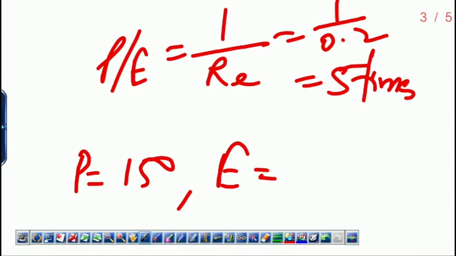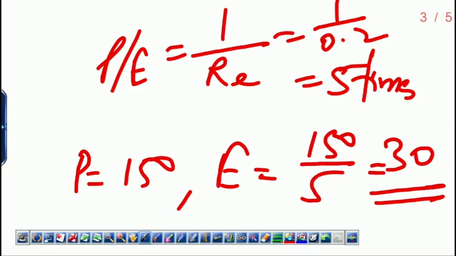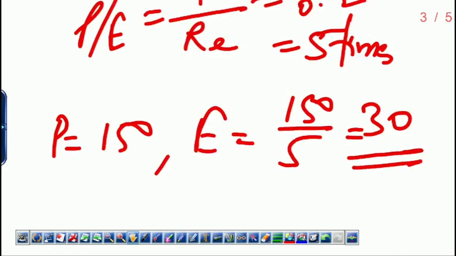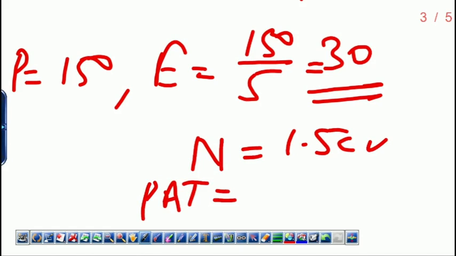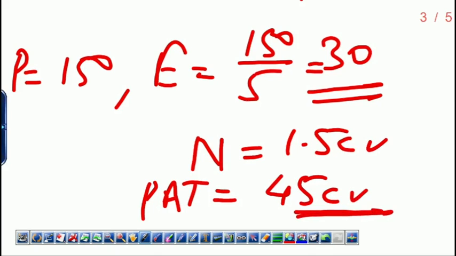So what is the EPS? 150 by 5, which is 30. 30 is the EPS and 1.5 crore shares are there. So what is the PAT? 30 into 1.5, which is 45. 45 crores is the PAT.